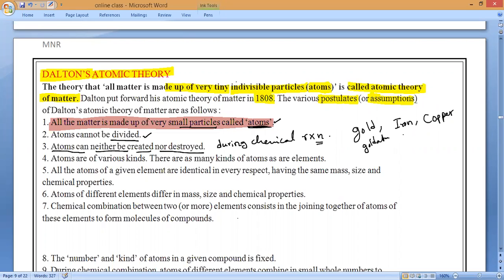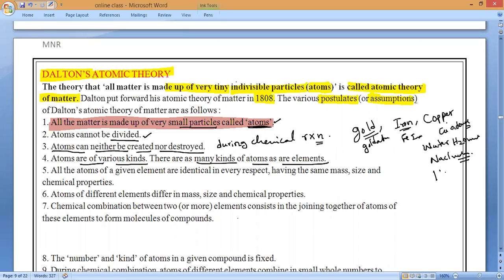Is it yes or no? Iron is made up of iron atoms. Copper is made up of copper atoms. So different substances are made up of different atoms. For example, if I take water, water is made up of what? H2O molecules. If I take salt, NaCl molecules, like that. Different substances are made up of different atoms. That is the fourth point. So atoms are not the same. There are many kinds of atoms, or elements.